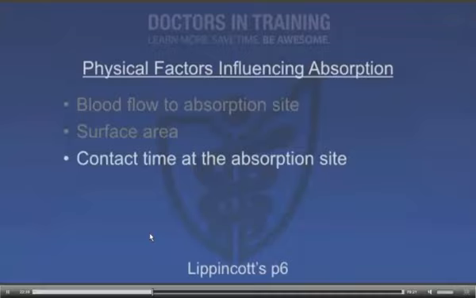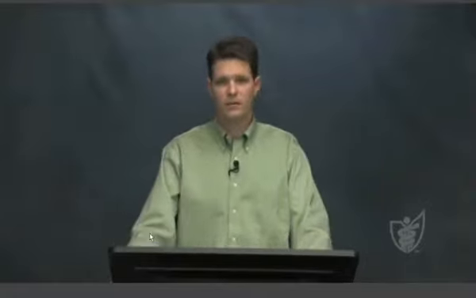We also have to talk about how much contact time at the absorptive site there is. So if the drug sits around at the site of absorption for a long time, a lot more of that drug is going to be absorbed. If you have a quick GI transit, for instance, a patient with diarrhea, the drug's moving through very quickly. It doesn't have a lot of time to sit around and be absorbed, so you're going to decrease absorption in that situation.